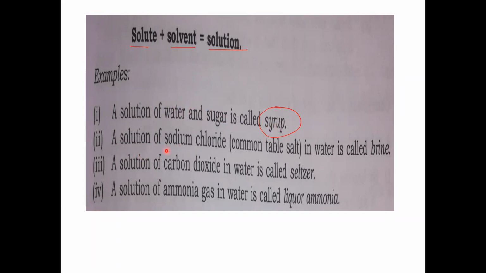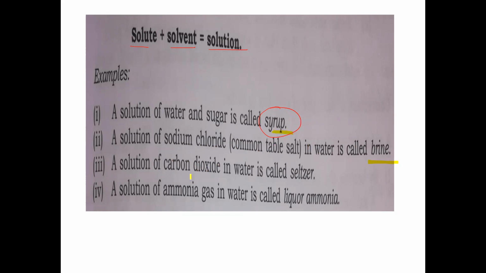Next, a solution of sodium chloride, that is common table salt, in water is called brine, B-R-I-N-E. Brine indicates a solution of sodium chloride in water, and syrup indicates a solution of sugar in water.